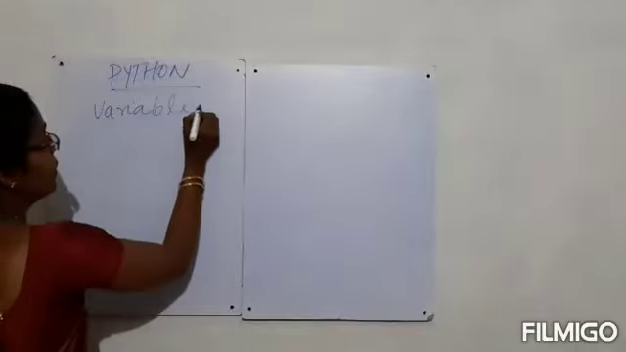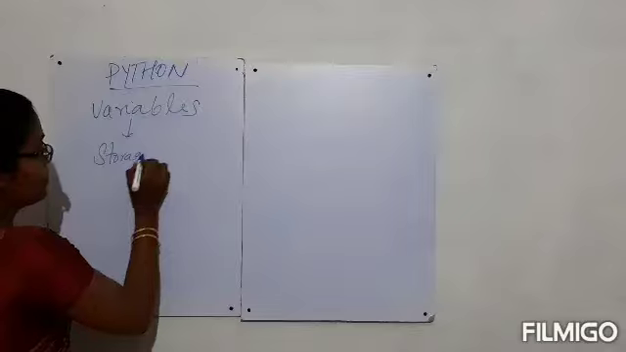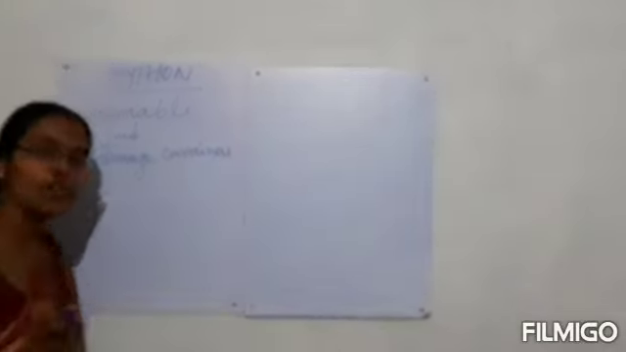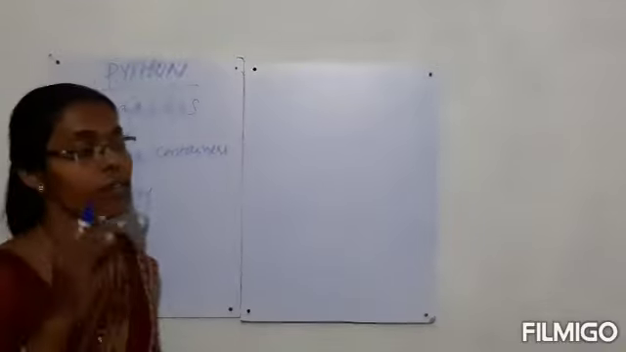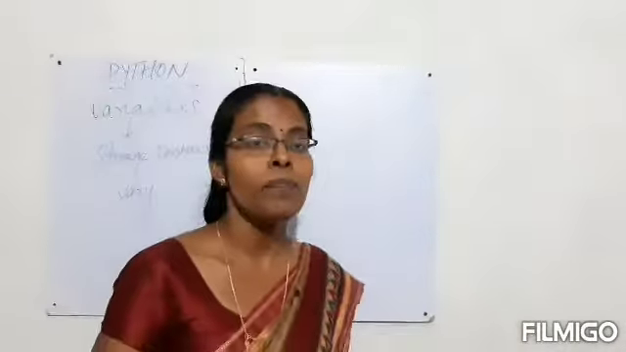Today let us see the variable and data types. What is a variable? Variables are nothing but storage containers. The word variable comes from the word vary. That means during program execution, the value of a variable will be changing.